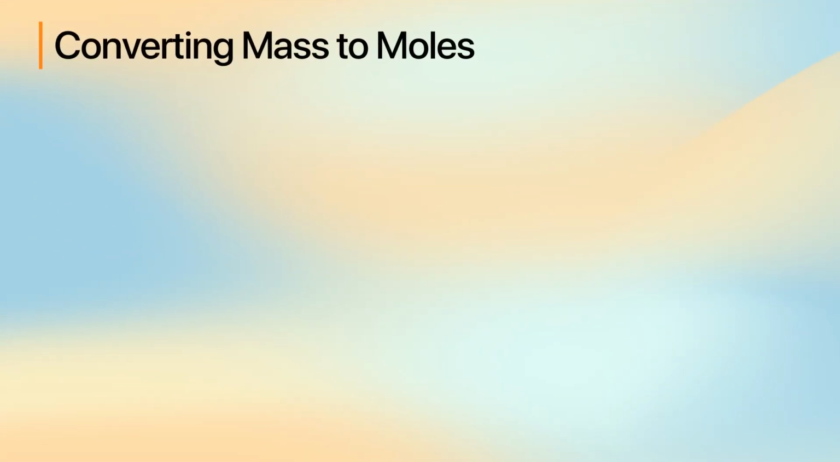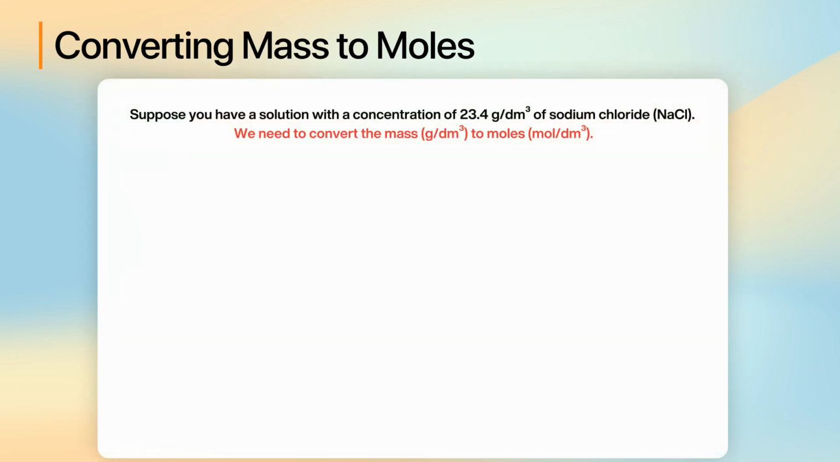To understand how to convert concentrations between grams per decimeter cubed and moles per decimeter cubed, we start by applying a simple step-by-step approach to an example question. Suppose you have a solution with a concentration of 23.4 grams per decimeter cubed of sodium chloride, NaCl, and we need to convert the mass from grams per decimeter cubed to moles per decimeter cubed. First, we need to identify the concentration given, which is 23.4 grams per decimeter cubed. This means that 1 decimeter cubed of the solution contains 23.4 g of sodium chloride.